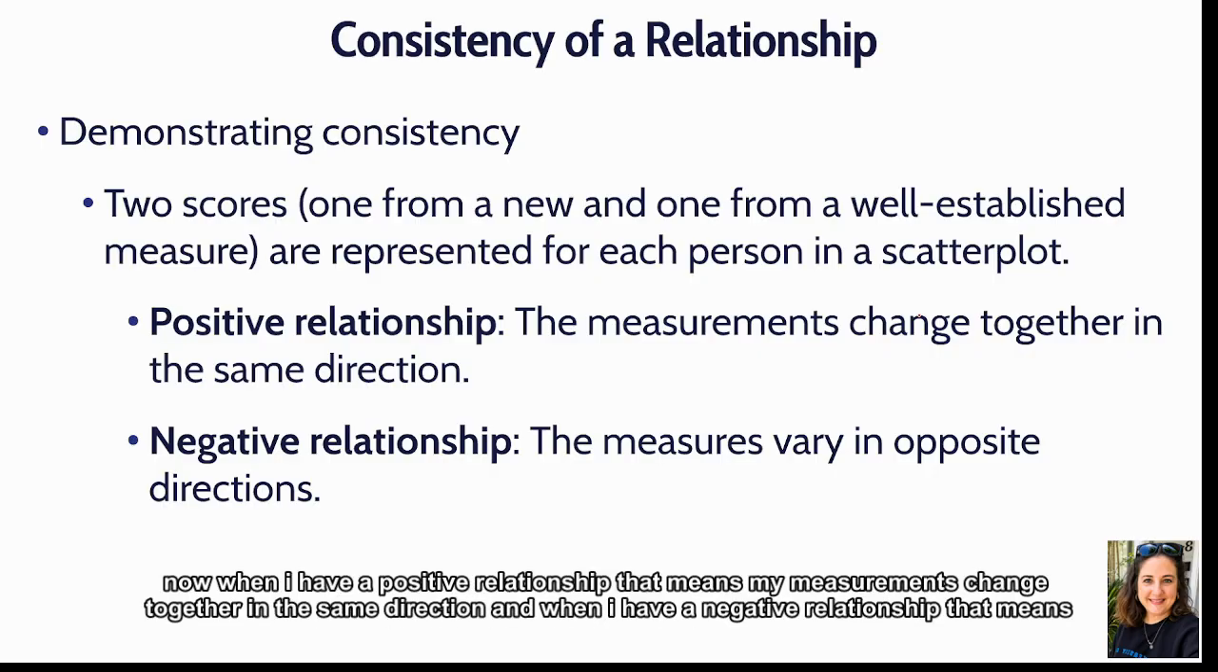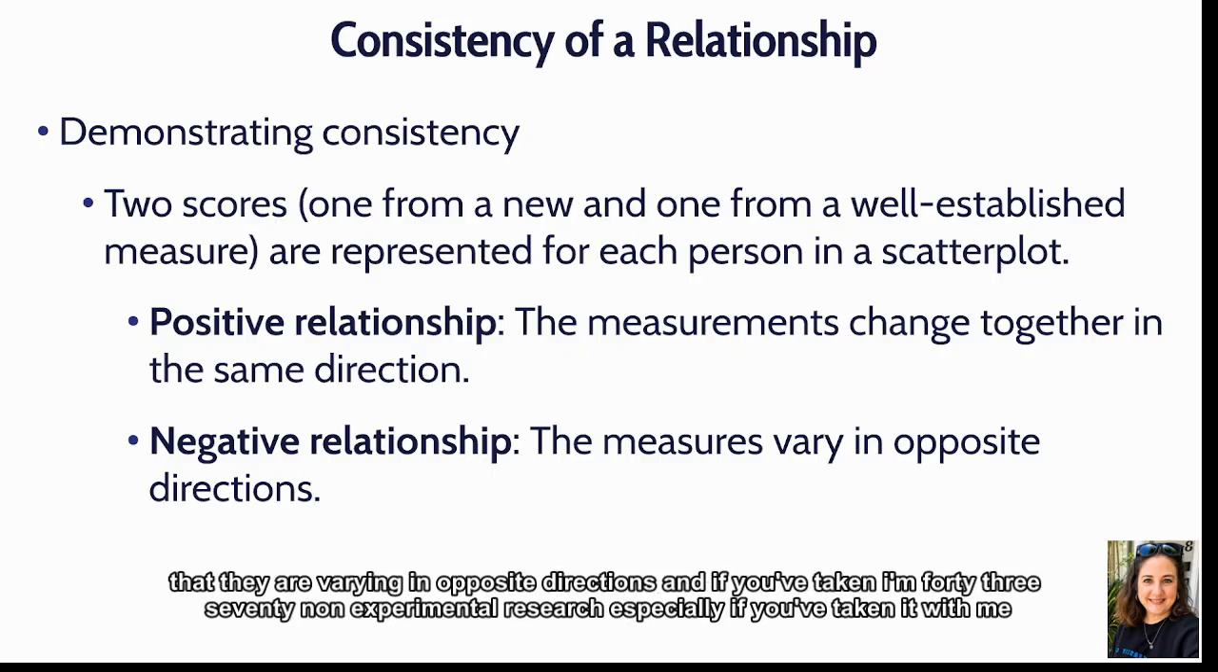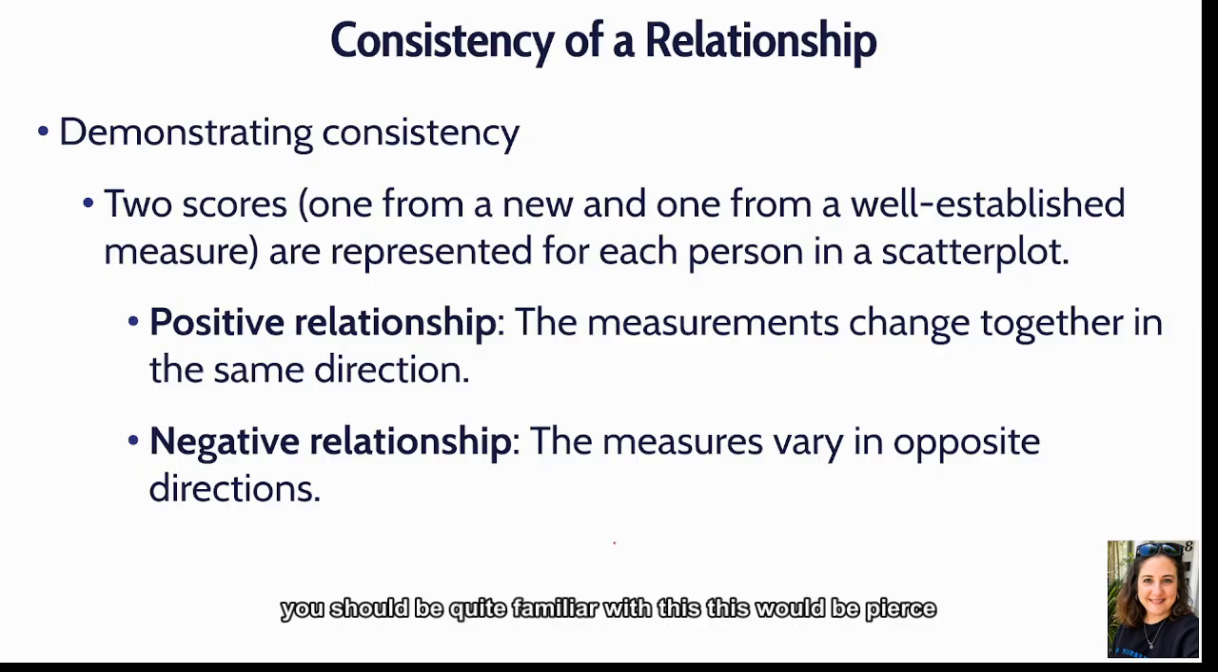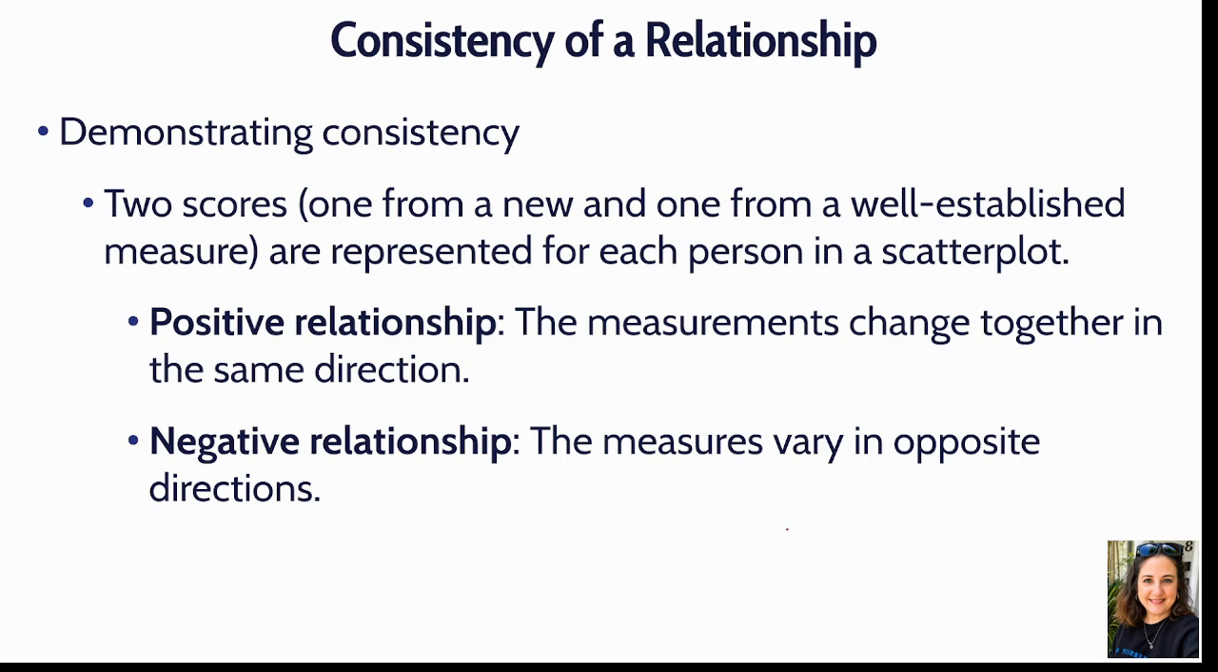Now, when I have a positive relationship, that means my measurements change together in the same direction. And when I have a negative relationship, that means that they are varying in opposite directions. And if you've taken 4370 non-experimental research, especially if you've taken it with me, you should be quite familiar with this. This would be Pearson's correlation. You're looking at, as one variable changes, does the other change as well?